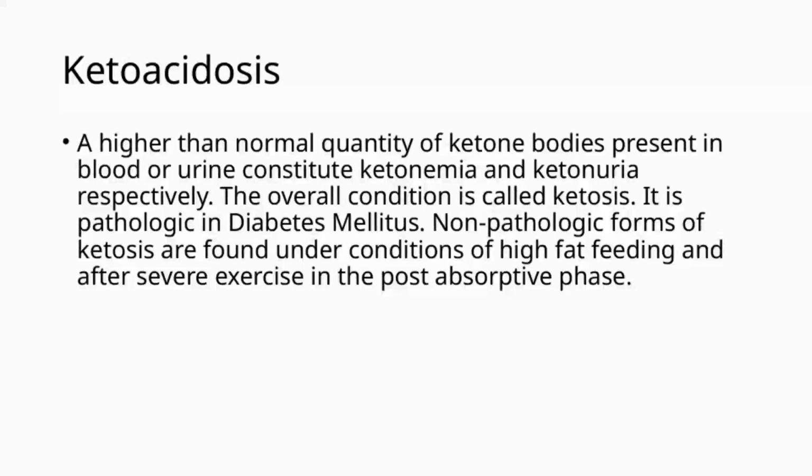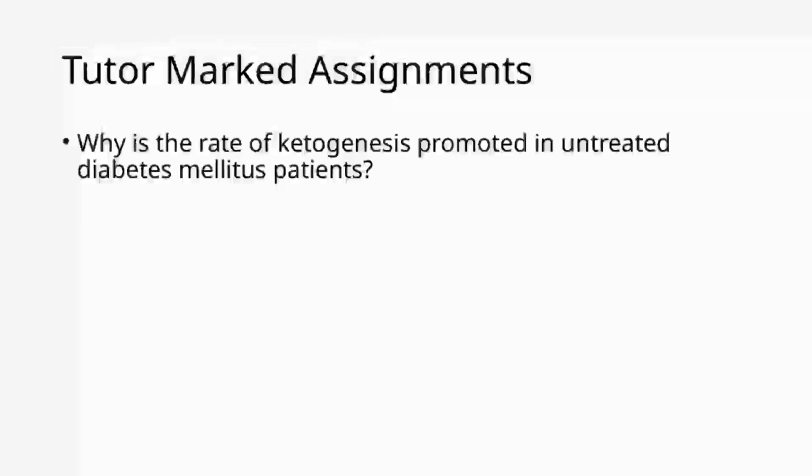Let's explore why the rate of ketogenesis is promoted in untreated diabetes mellitus patients. When insulin levels are low, as is the case in untreated diabetes, the body perceives this as a state of relative starvation. Because insulin normally inhibits lipolysis, its deficiency leads to an increase in the breakdown of triglycerides in adipose tissue. This results in a surge of free fatty acids entering the bloodstream.